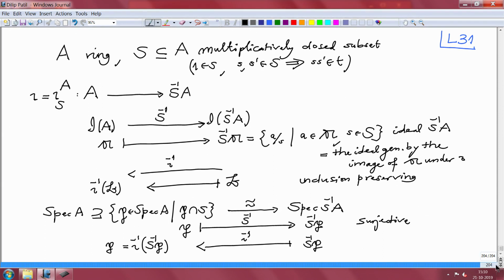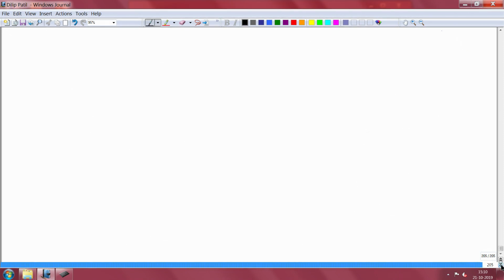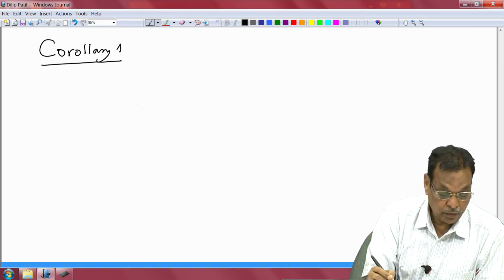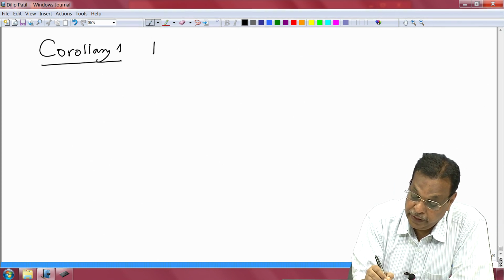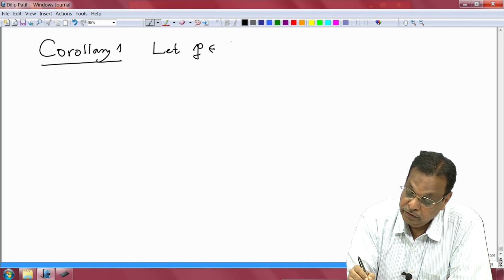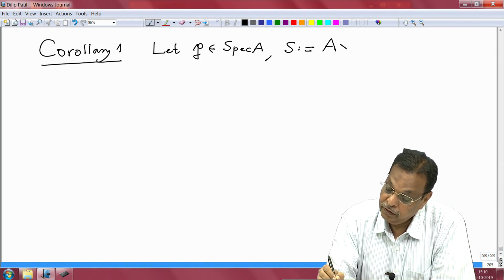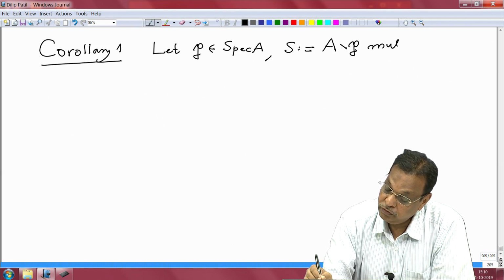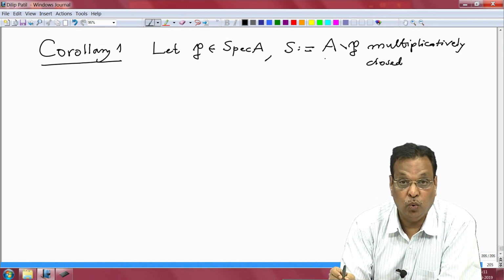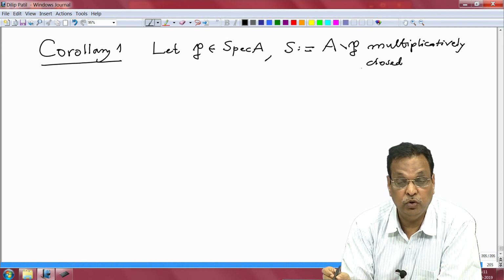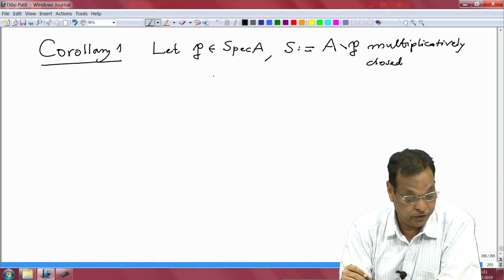So, the first one, I will call it corollary 1. Let us fix a prime ideal. Let P be a prime ideal in the ring, and let us take S equal to the complement of P. Then obviously this is multiplicatively closed. That is the definition of prime ideal. In fact, the other way is also true. If the complement of an ideal is multiplicatively closed, that means that ideal should be a prime ideal. This is almost a definition.